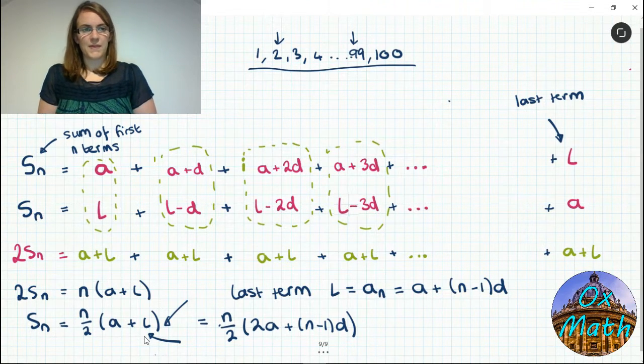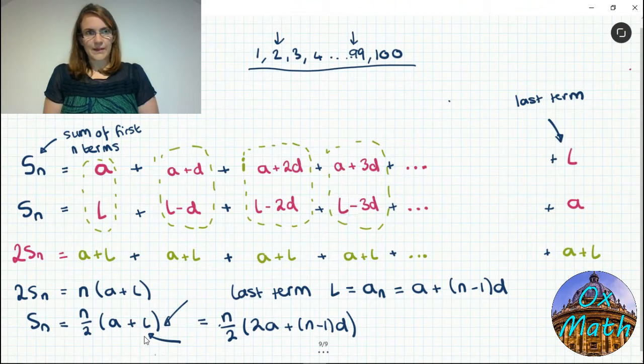They are both the same thing. It just depends whether you already know your last term or whether you know your first term and your difference. But you could use either formula depending on which one you prefer. So let's have a look at some questions and how we can use this.